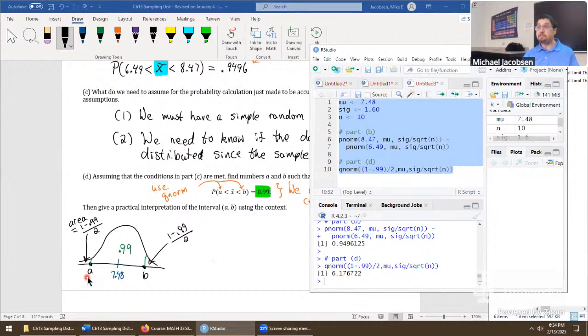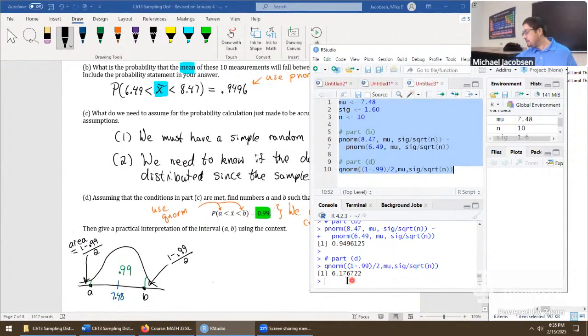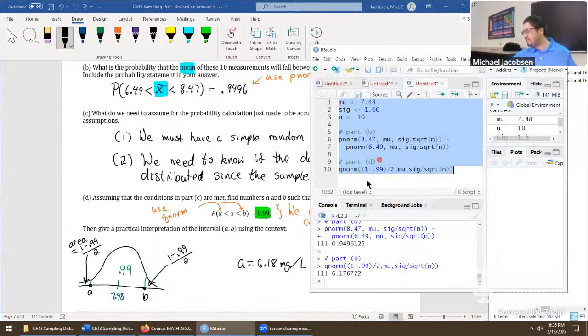Is that looking all right to folks at the moment? Okay, so this is sulfate content, and I forget the unit already, milligrams per liter. So I think probably an appropriate rounding might be about 6.18 milligrams of sulfate per liter of the Birch Brook. Let's keep one figure down. Once we get B, we're on our way.